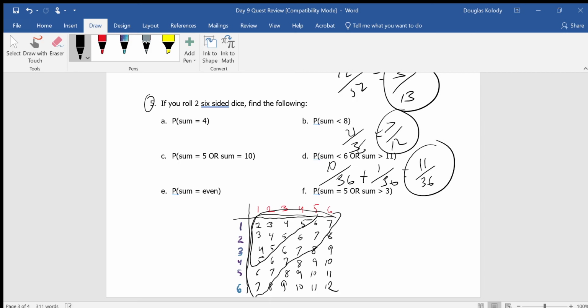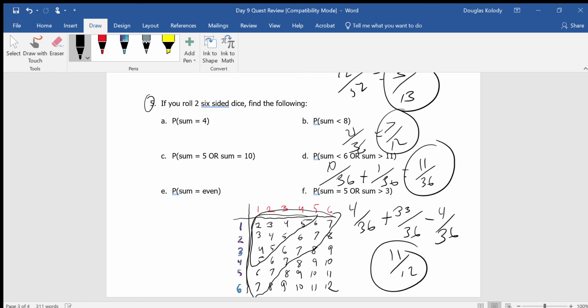All right, equal to 5. There are 4 numbers that are equal to 5 in that sum, 4 out of 36. Plus, greater than 3. Look at all the numbers greater than 3. That's 33 out of the 36 numbers in that, minus anything I might have counted twice. Well, isn't 5 greater than 3? It is. So I'm going to subtract away the 4. Addition rule is redundant here. And if I do that, I get 11 over 12. All right, actually, before I reduce it, it's 33 over 36, which becomes 11 over 12.